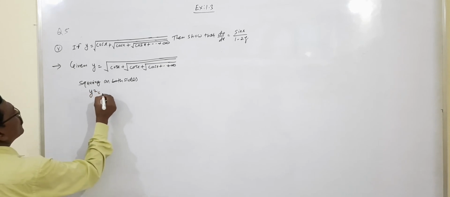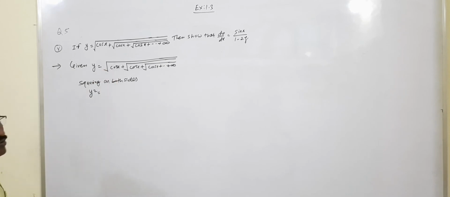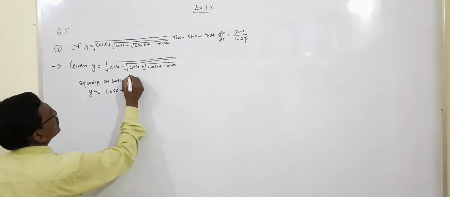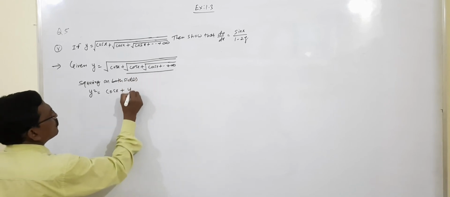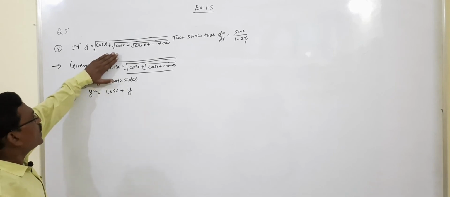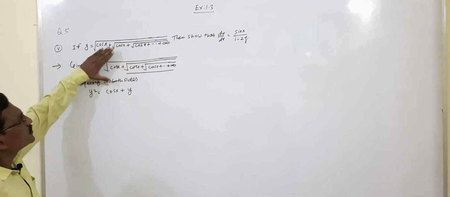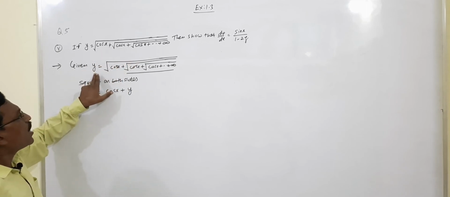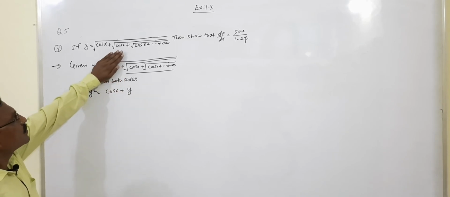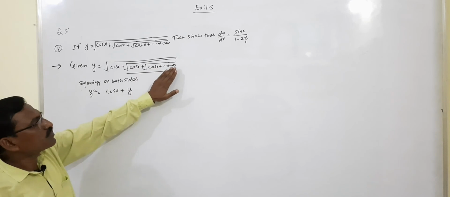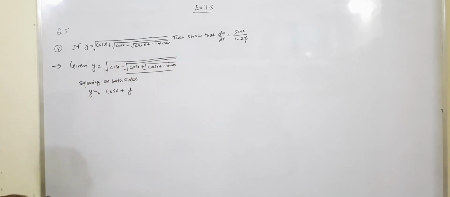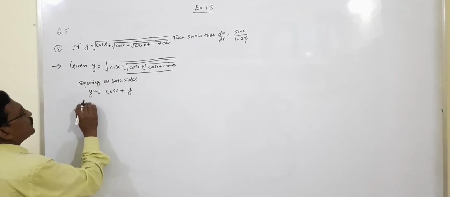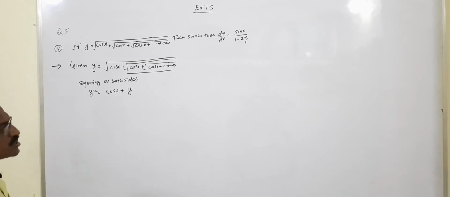So it is y square equal to... first the square root is removed when we square on both sides. So it is cos x plus this term, it is y, because when we hide this first bracket, the first square root here, that's why it is only y here. That's why we take the square first and then it is y only. We write only y. So after that we take its derivative with respect to x.